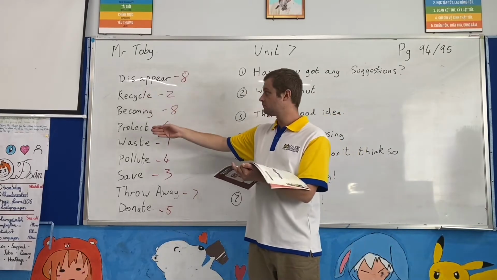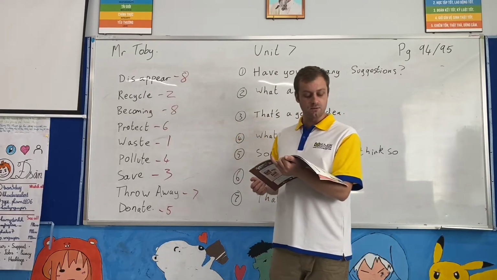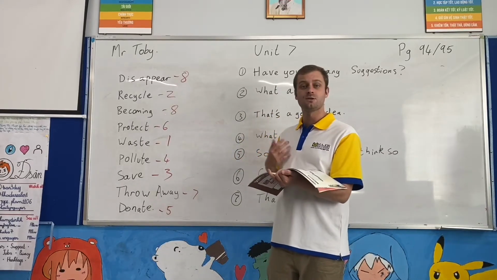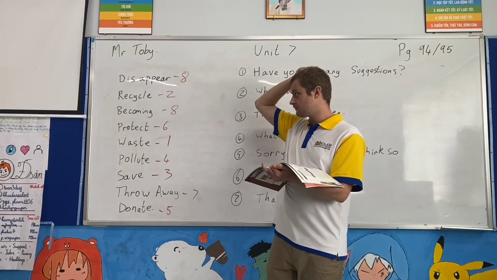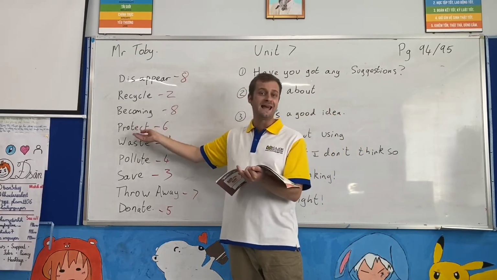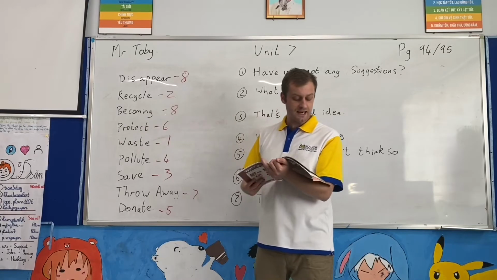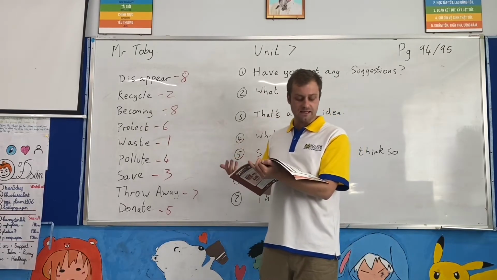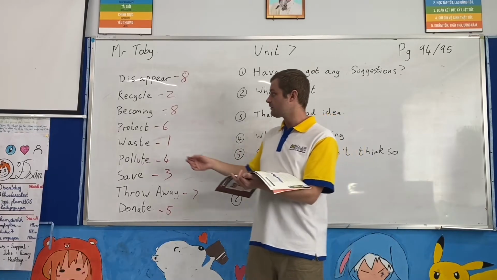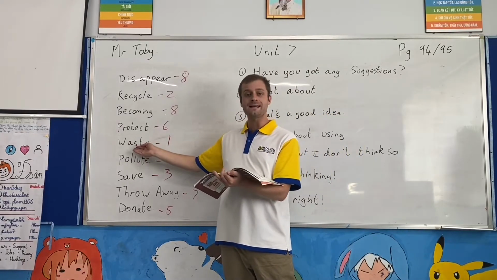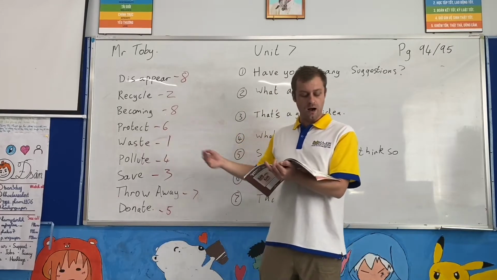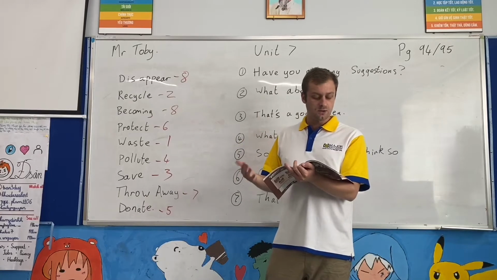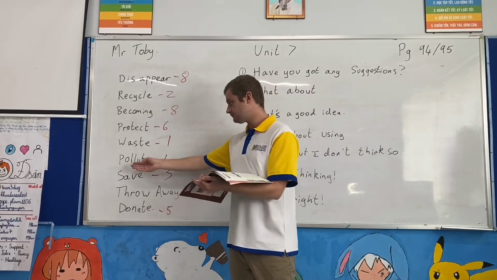Recycle matches with number 2. Recycle everything from paper to soup tins to reduce waste. Number 4, protect, goes with number 6. Read the newspaper online to protect trees from being cut down. The next one, waste, goes with number 1. Don't leave lights on when you don't need them. You waste electricity this way.